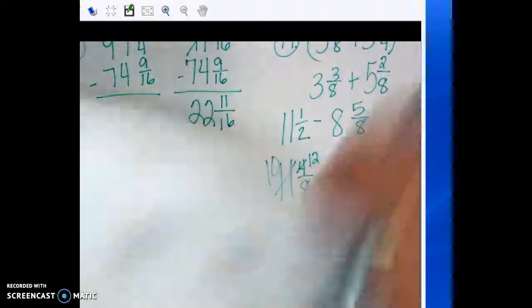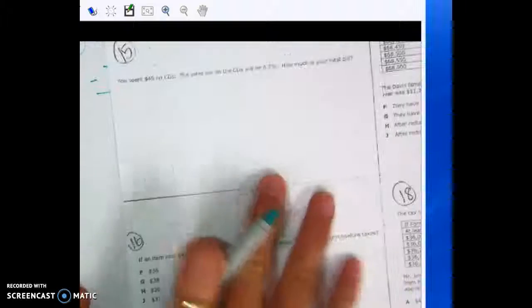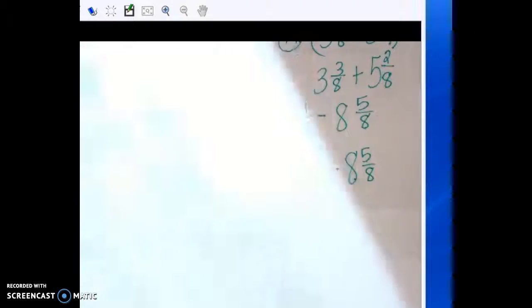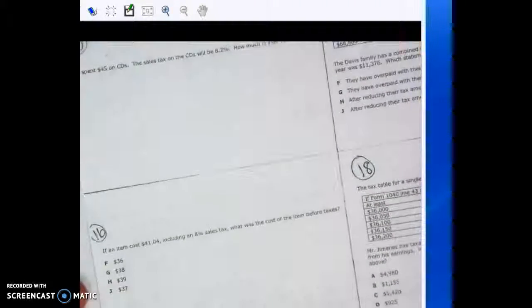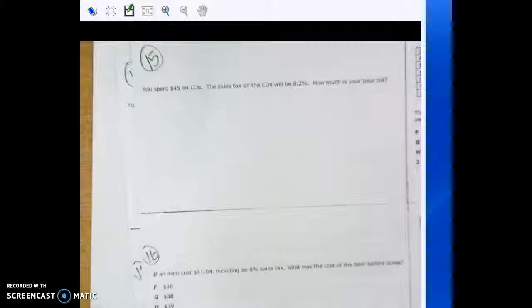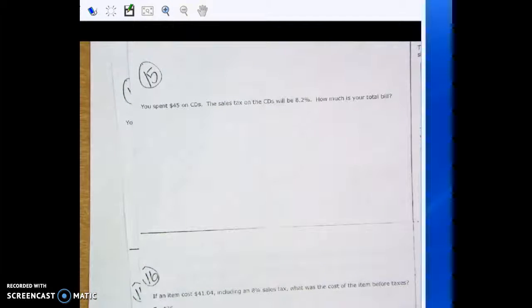All right, let's look at the ones on the back. You spent $45 on CDs. Hold on. You spent $45 on CDs. The sales tax will be 8.2%. How much is your total bill?